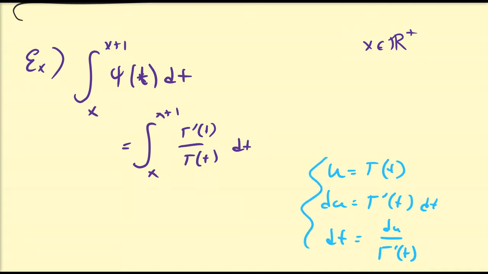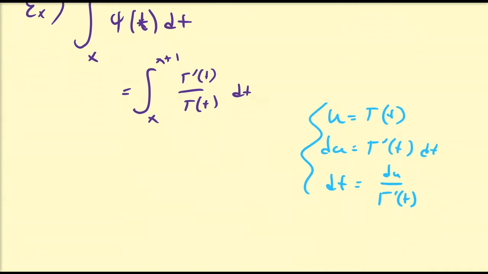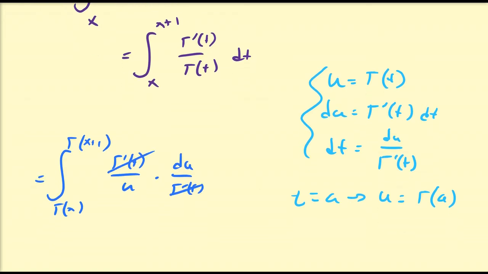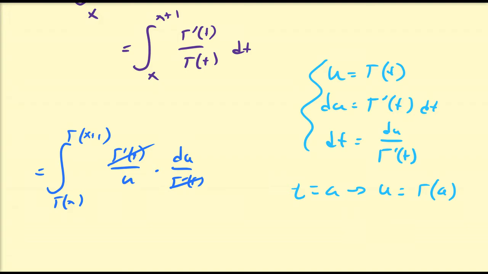Right? And we can easily shift our values of t. So if t is equal to a, then that means u is going to be equal to gamma of a. Right? That's very easy to prove. So that means our integral is going to be equal to the integral from gamma of x to gamma of x plus 1 of gamma prime of t over u times the differential of u over gamma prime of t. So our gamma prime of t's cancel, and we're just left with the integral of 1 over u du, which we know to be the natural log of the absolute value of u plus some arbitrary constant.